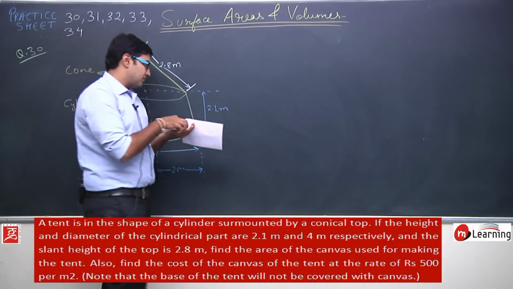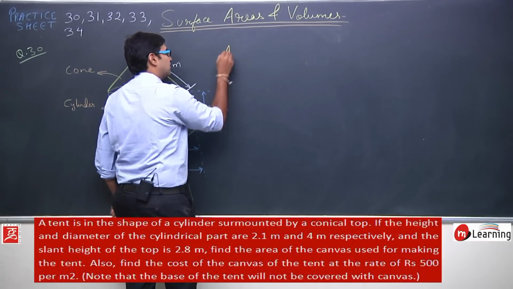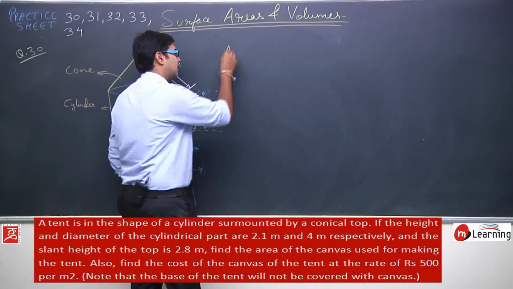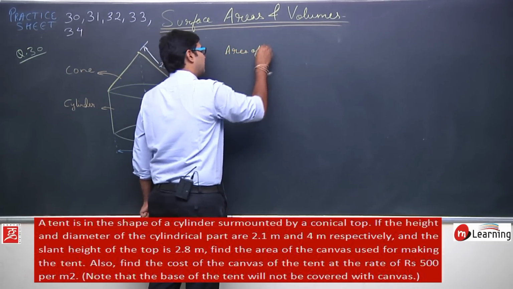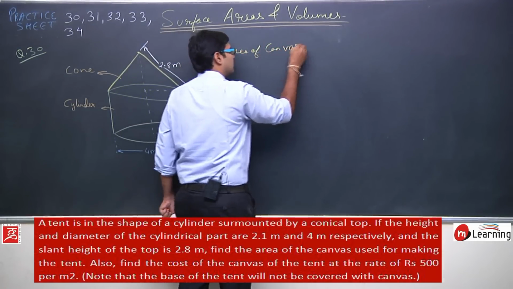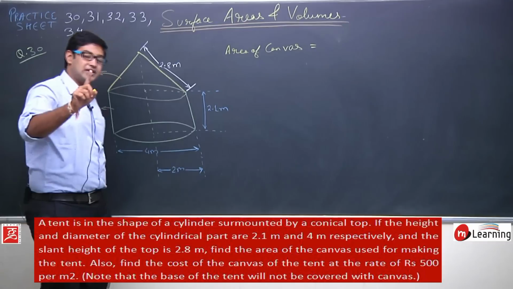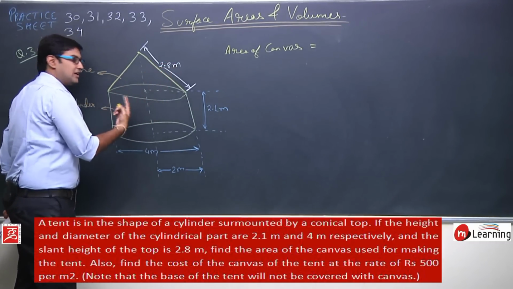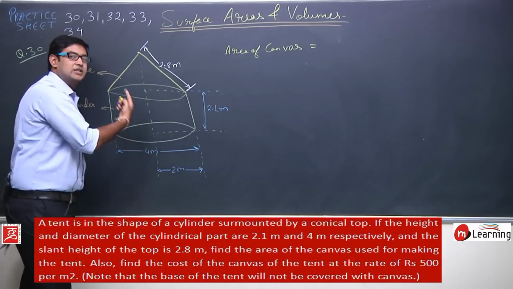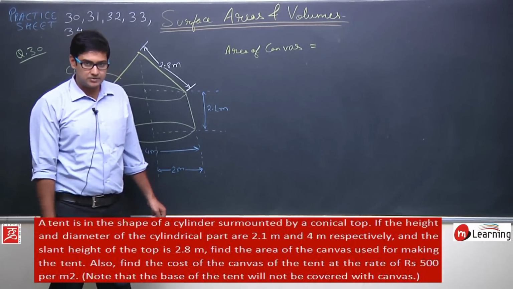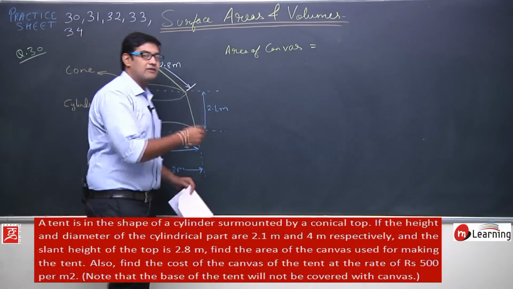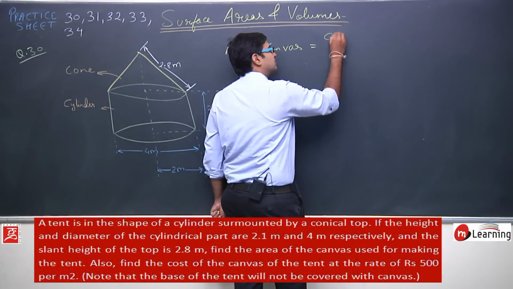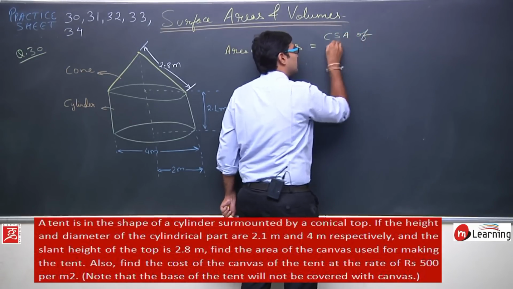So if it is asking, the exact word is the area. So the area of canvas includes first the area of the walls of this cylinder, because the canvas is used to make these walls. So definitely the area of these walls is included in the area of canvas. So what I can say is the area of canvas consists of two values. The first one is the curved surface area of the cylinder.